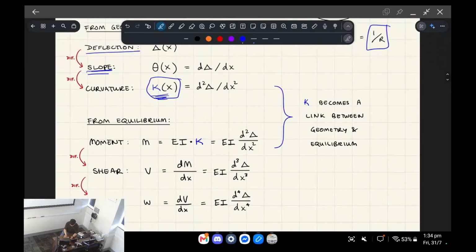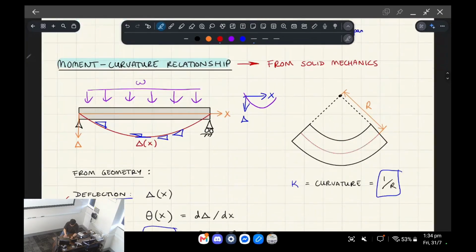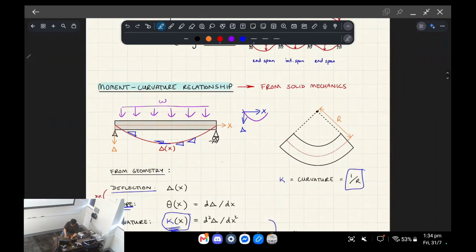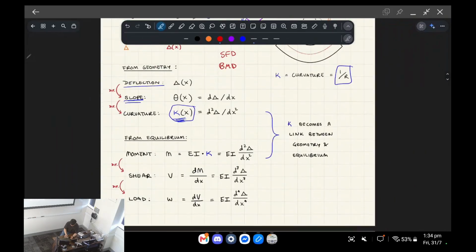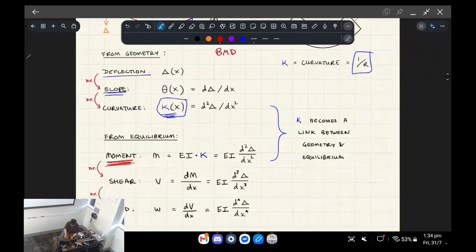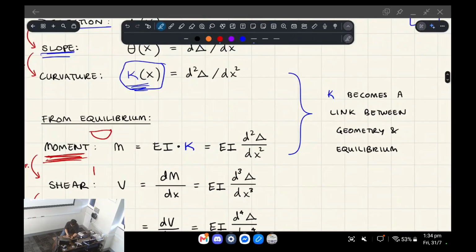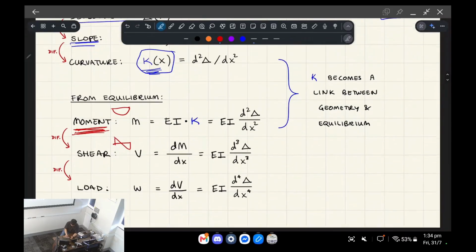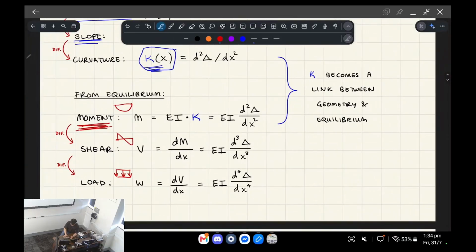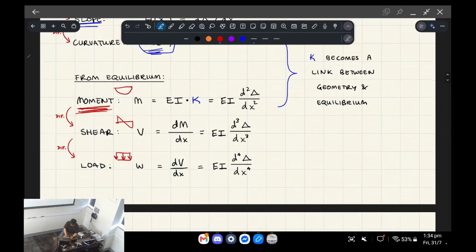And then from equilibrium, in other words, if you take this load on the beam and you want to draw its shear force diagram and its bending moment diagram, if you differentiate that bending moment diagram, you get the shear. And if you differentiate the shear, you get the load. So that's how those are all related to each other in terms of their derivatives.